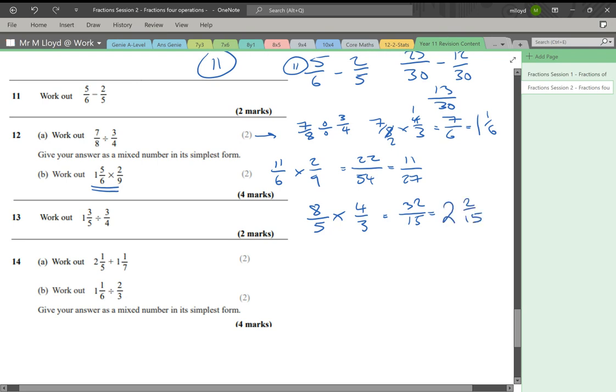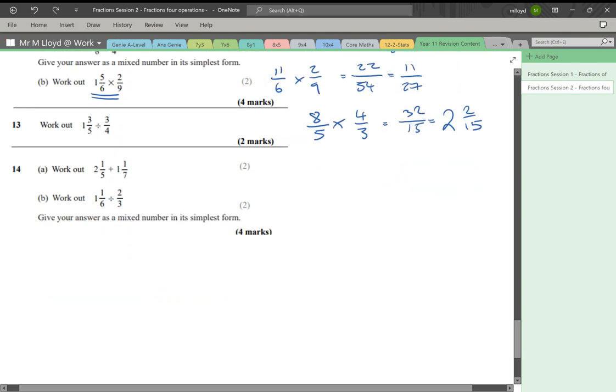Okay, we are on the home stretch. Last question. 2 and 1/5 plus 1 and 1/7. We're going to add this bit first. So this is a times by 7. This is a times by 5. 7/35 plus 5/35. And then we add across the top bit. 7 plus 5 is 12/35.